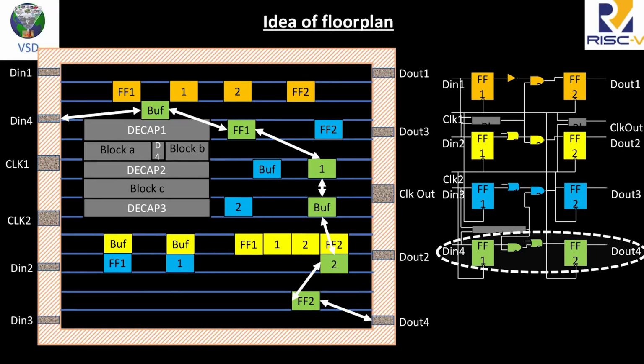For example, if you see flip-flop 1 and flip-flop 2, the cells are almost abutted. So for this kind of logic, you will see the highest latency. And for logic where Din2 wants to talk to Dout2, but the flip-flop is present over here, it will face the lowest latency problem. These are the problems that need to be taken care of at a very early stage, and that's basically what we call a floor plan.